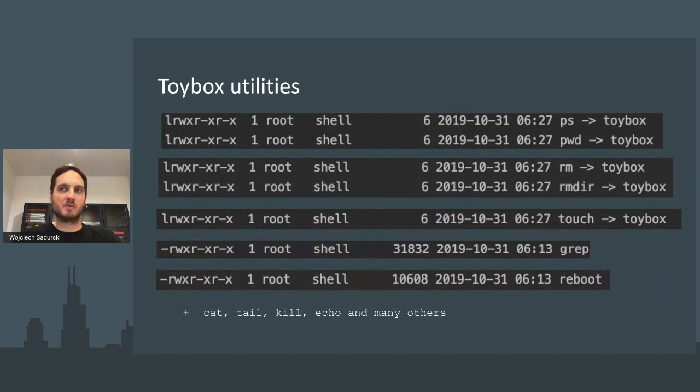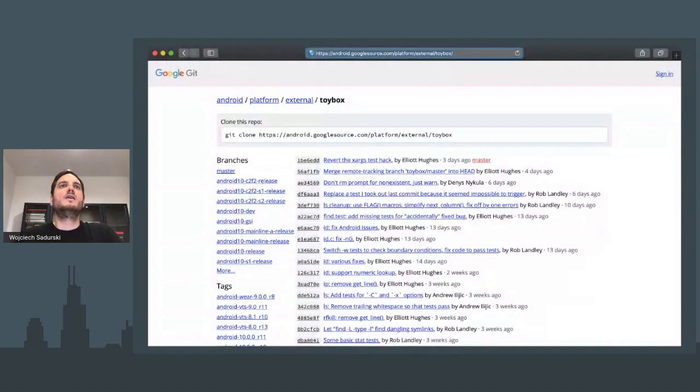The utilities that are part of Toybox are, for instance, process status, print working directory, remove directory. So very common commands that we use every day, but we're not even aware that they are not shell commands per se, but part of some other external project, in this case Toybox. And they are binaries. In fact, every one of these commands is a separate binary, a separate application. And as you can see, Toybox is part of the Android open source project. Yeah, and it's even still contributed to.